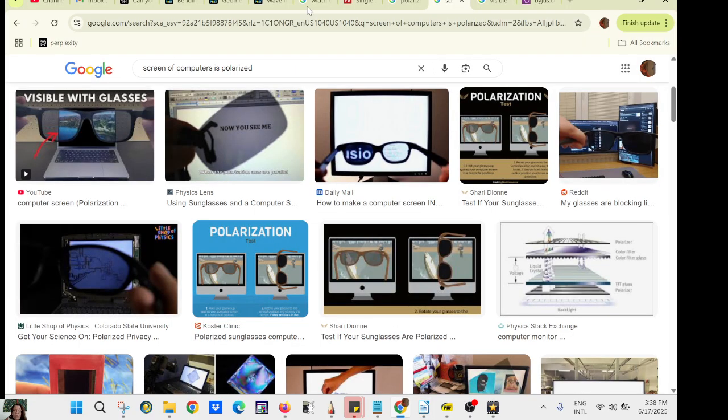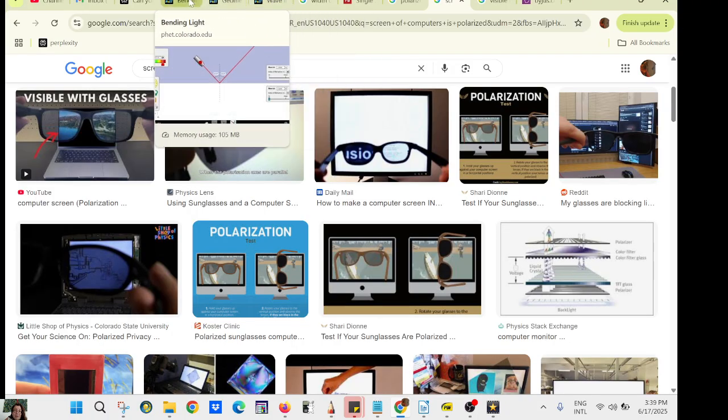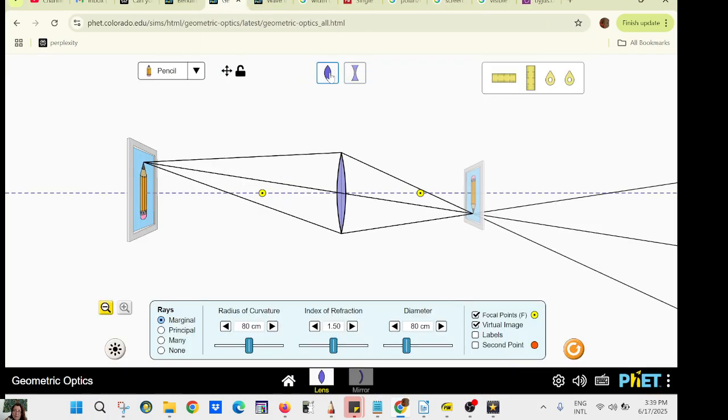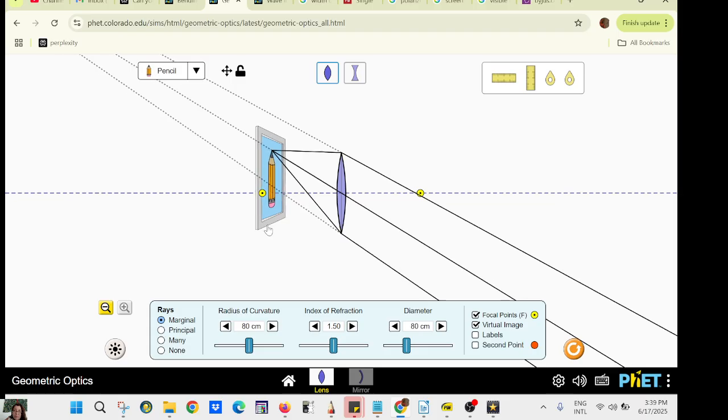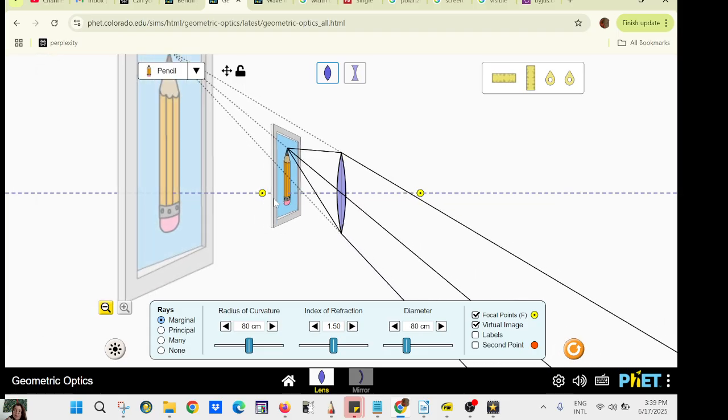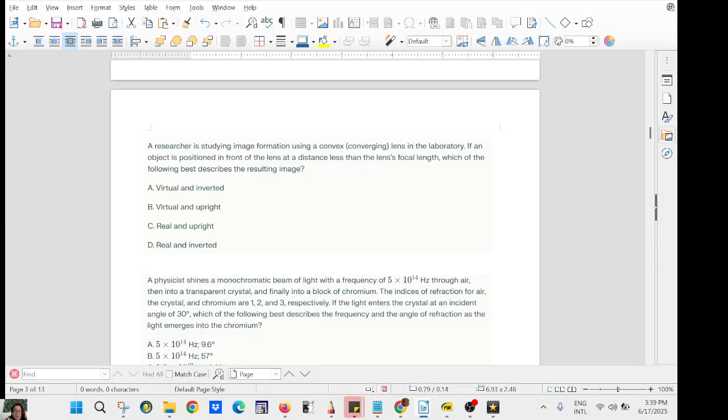And again, you can use the simulation here with the lens. So this is concave, this is convex or converging lens. If you bring the object, like something written on a piece of paper, very close inside the focal distance here, so this is the focal distance, this is the focal point, the image will be virtual and upright. So you will see something bigger. Okay, so the answer is B.